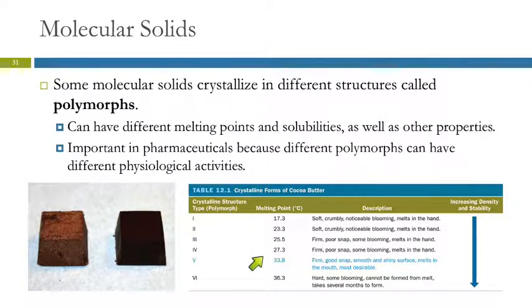The melting points of these different polymorphs are different. So the lower quality chocolate will melt at much lower temperatures, 17.3 degrees Celsius. That's below room temperature. It's going to be melty. Up to 36, which is just below body temperature. So that's just barely going to melt in your mouth. The most desirable is this one, number 5 at 33.8.